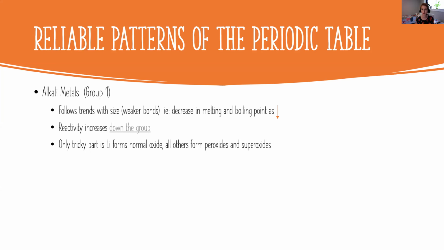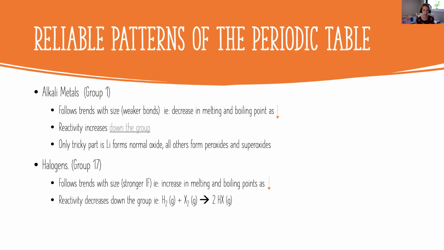So this is where you have, for example, K2O2, potassium peroxide, where each of those oxygens has a -1 charge. Similar to how we saw mercury(I), Hg2 2+, each mercury atom has a +1 charge. And so sodium, potassium, rubidium, cesium all form peroxides and superoxides, where lithium oxide forms a normal oxide. Another reliable pattern of the periodic table is the halogens.